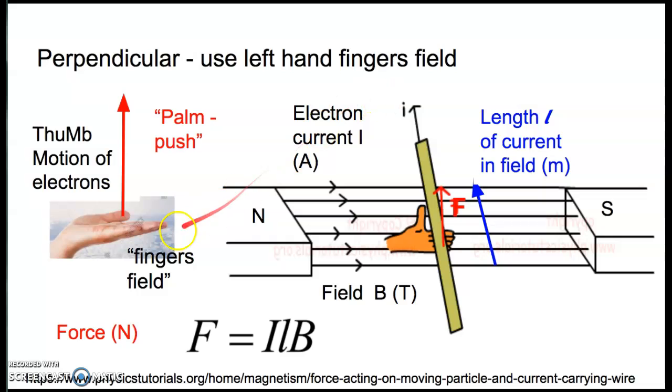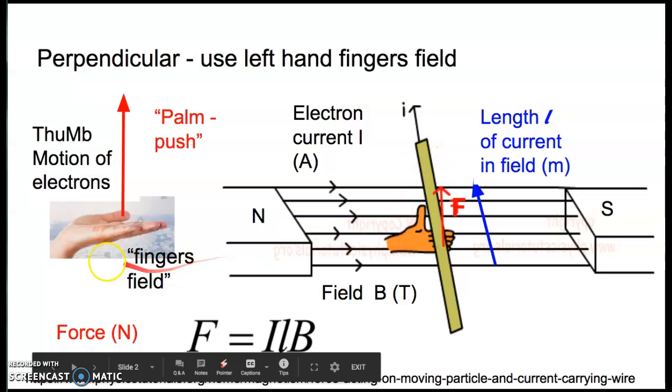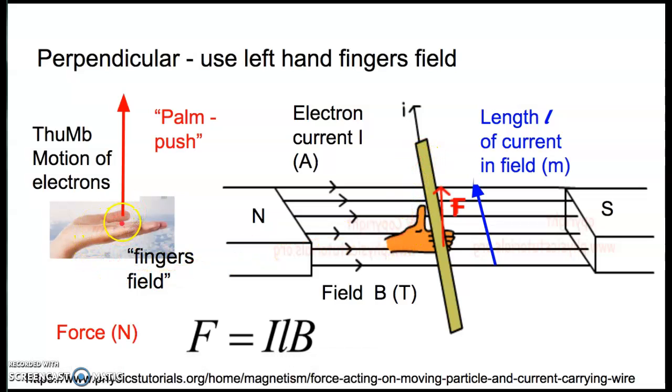So your fingers are the magnetic field lines, because there's lots of them, and therefore you've got at least 4 fingers, hopefully. And the thumb, again, is the M, meaning motion of the electrons. So that's the current going through the wire. And perpendicular or orthogonal to the other two is the palm pushing, which is the force in newtons.